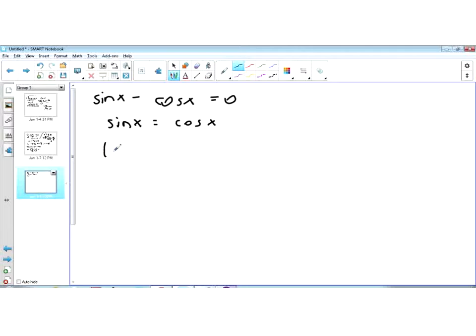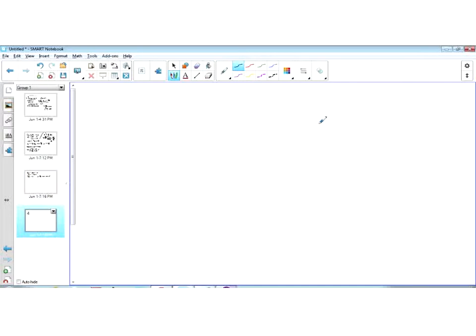Well, if we divide both sides of the equation by cosine x, we're left with the tangent of x is equal to 1. And so solutions to this would be x equals pi fourths, and then because of the periodicity of the tan function, we can add integral multiples of pi. And you might want to say that n is an integer, n is an element of the set of integers.